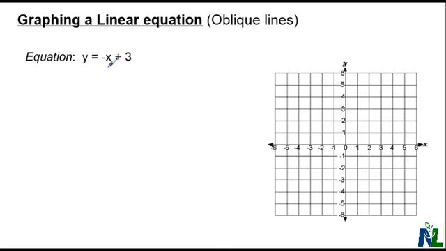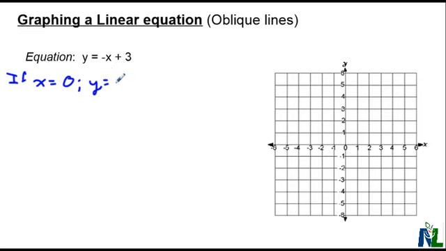The way we can approach this problem is by choosing values for x, substituting them into the equation, and then seeing what the y value will be for our chosen value of x, which will give us coordinates that we can plot on our grid. So I like to start by choosing x is equal to 0. So if x equals 0, what does y equal for that value?